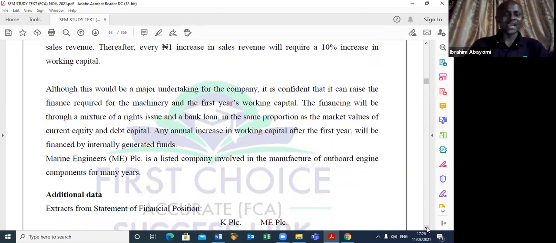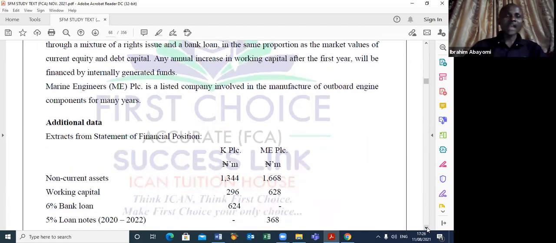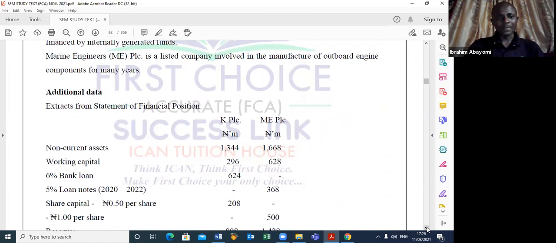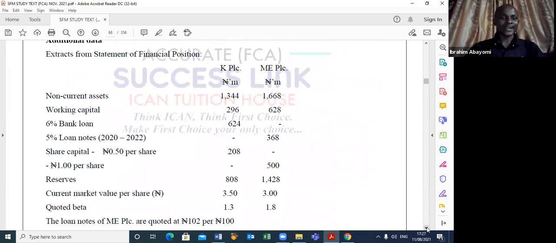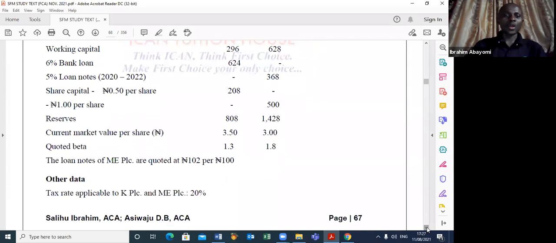Now, Marine Engineers PLC is a listed company involved in the manufacture of outboard engine components for many years. That is our proxy company. ME is our proxy company. Additional information, extra from statement of financial position. We have KPLC, we have MEPLC. Non-current assets, working capital, 6% bank loan, 5% loan note, share capital of 50 kobo each. We also have share capital of 1 naira each. Reserves, current market value per share, quoted better. The loan note of MEPLC are quoted at 102 per 100.